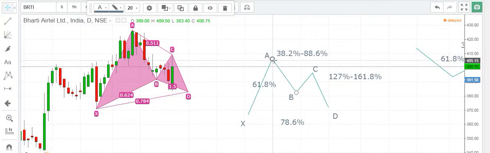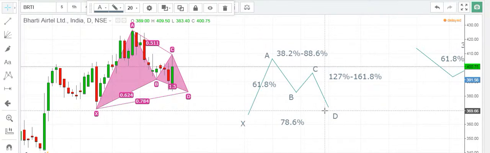So we obtain B by taking the Fibonacci retracement of X to A, where 61.8% gives us B. Then again, we take the Fibonacci retracement of A to B, which should give us C. And C should lie between 38.2% and 88.6% Fibonacci retracement of A to B. Then we take the Fibonacci extension of B to C, and point D should lie between 127% and 161.8% of the Fibonacci extension of B to C. As in the cipher pattern, we double confirm point D by taking the Fibonacci retracement of X to A, and D should be roughly around 78.6% of the Fibonacci retracement of X to A. We should get point D.